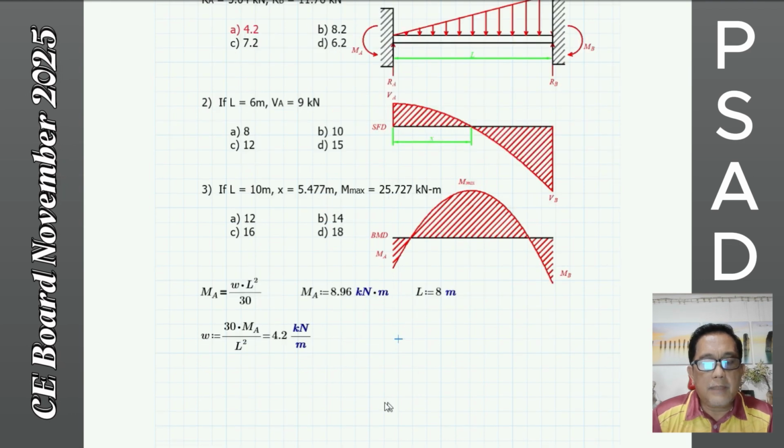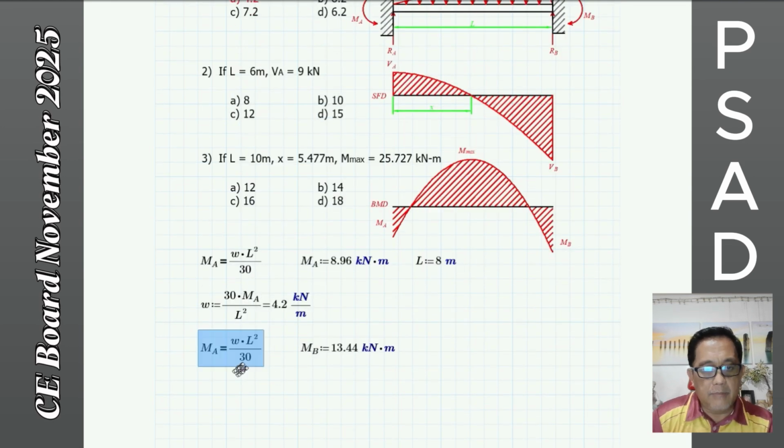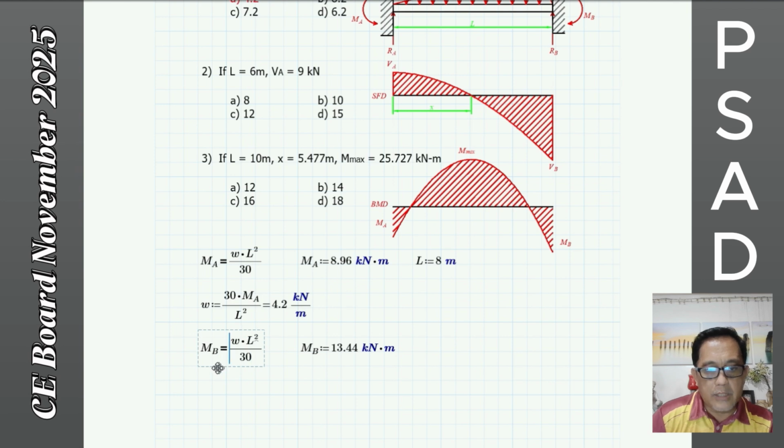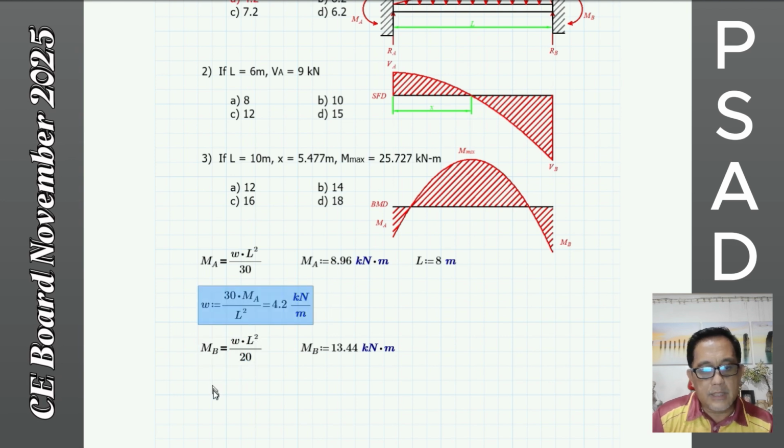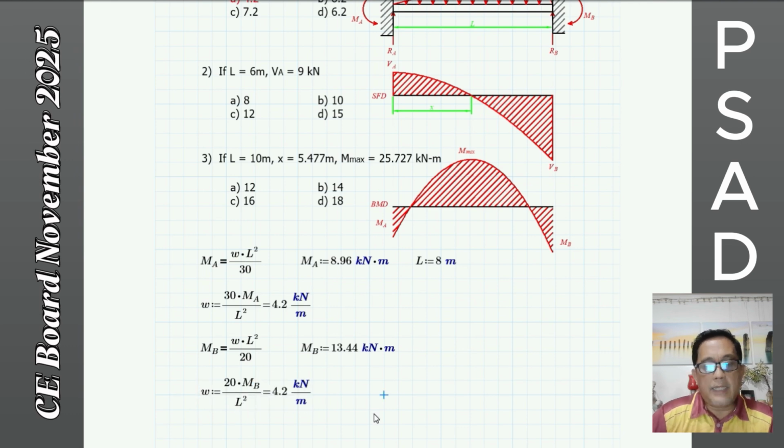I can also use M sub B here. Since M sub B is given, M sub B is 13.44 kN·m. The same length, from the formula, M sub B is WL square over 20. So let me copy this. This becomes 20, this becomes MB. So we will still get the same result, 4.2.